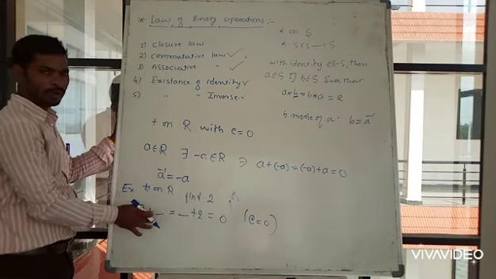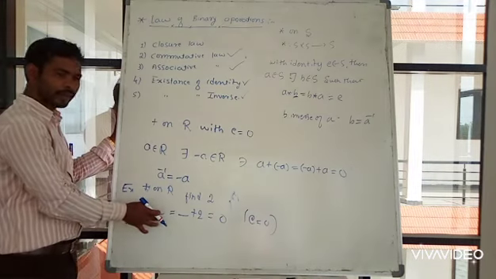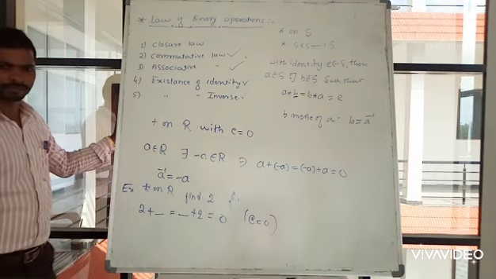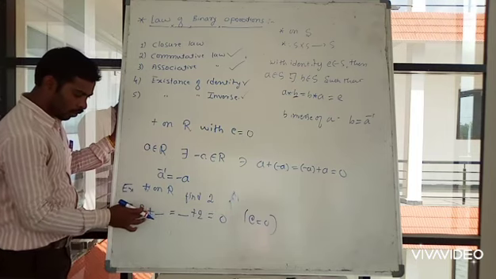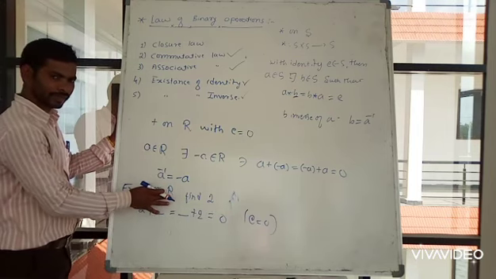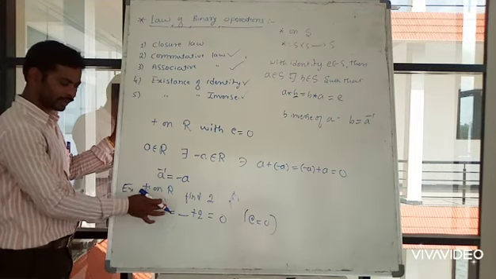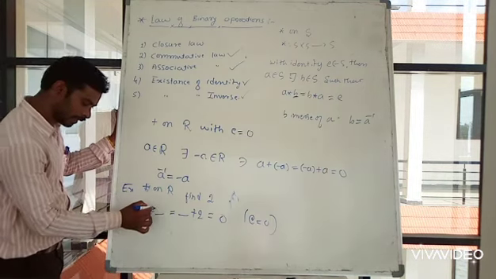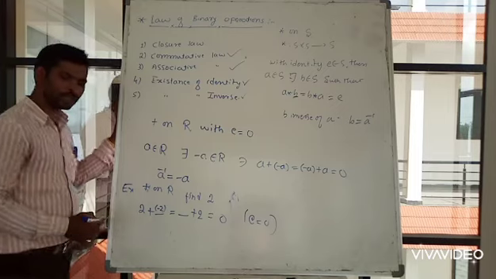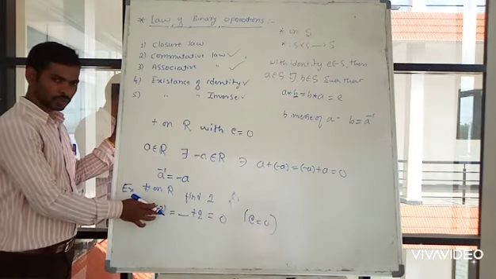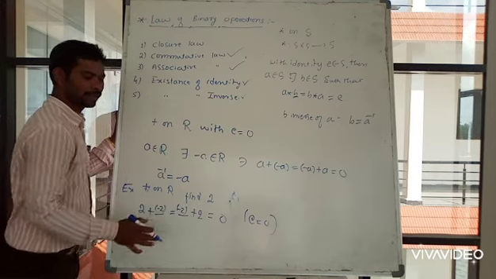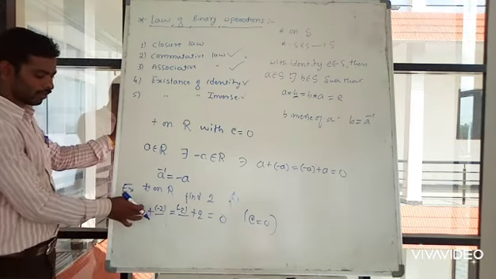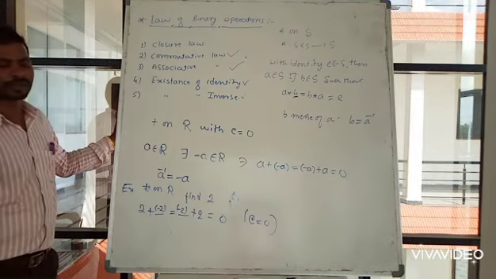Then what is the value of this element? To get the result as 0, search for the value of this element in this set. Here the value of this element is minus 2. 2 minus 2 is equal to what? 0. Minus 2 plus 2 is equal to 0. Here minus 2 is called the inverse of 2.